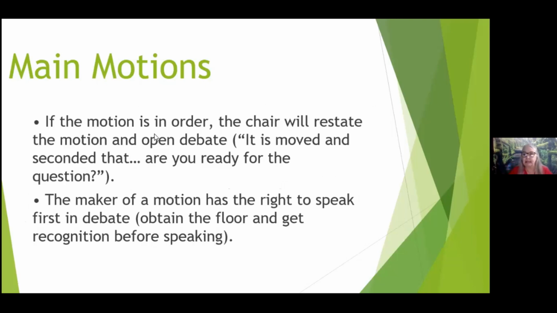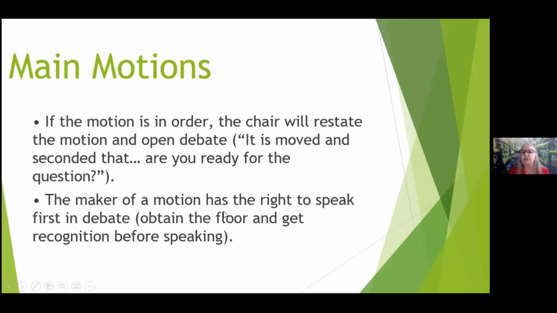If the motion is in order, then the chair restates the motion and opens the debate. It is moved and seconded that... And they open the debate. They can ask, are you ready for the question comes later? I don't know why that's in there. I will change that later.